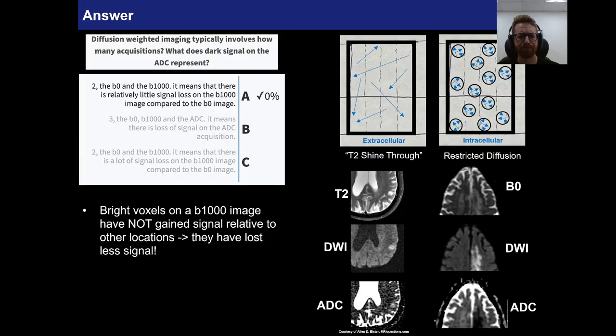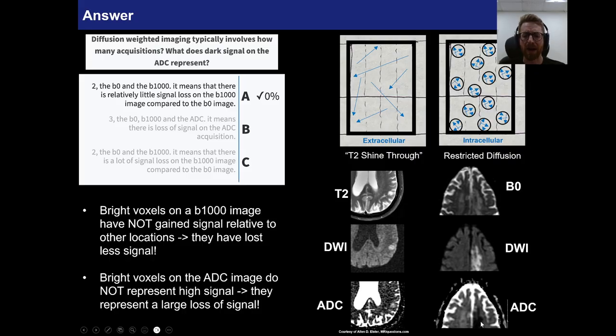A couple other points. When we see this white signal in the left centrum semiovale on this diffusion-weighted image, that's not because those cells have gained signal relative to other parts of the brain. What's happened is that they've lost less signal. That's an important thing to understand. Overall, when we go from B0 to DWI, we're losing signal. The reason this looks so white is because it's lost less signal compared to the rest of the brain.